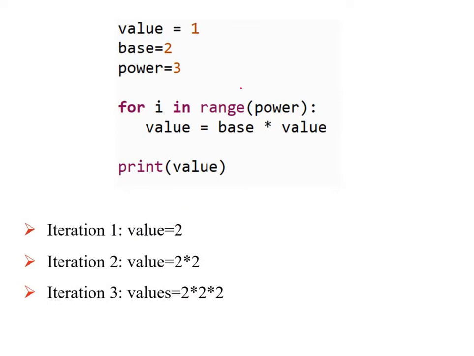So in the first iteration, base is 2, value is 1, so the value of the variable becomes 2. In the second iteration, value is 2, and base still stays the same. We're not changing the base. So you get 2 multiplied by 2. In the third iteration, you have 4 multiplied by 2, so you get the final value, which is 8. So that's a simple algorithm that you can use to implement the problem of finding the nth power of a number.